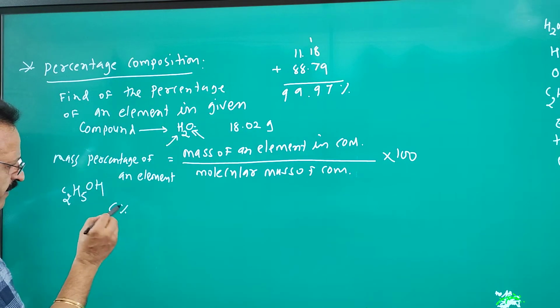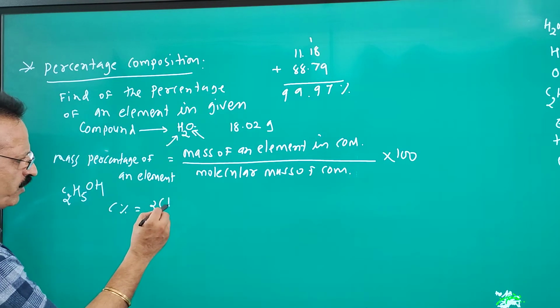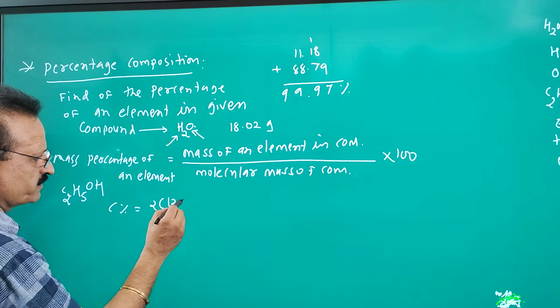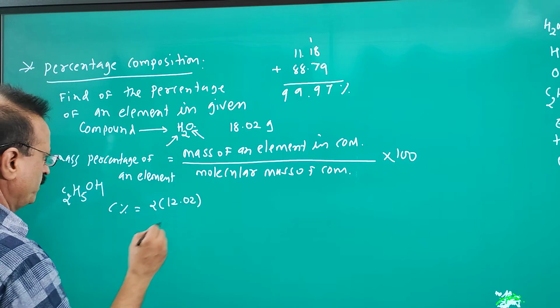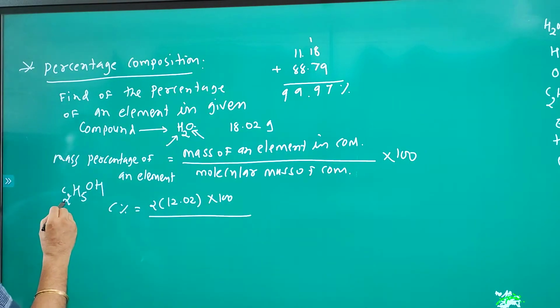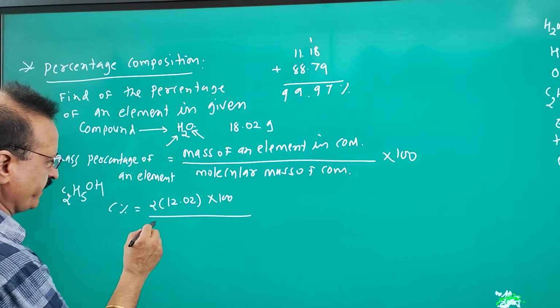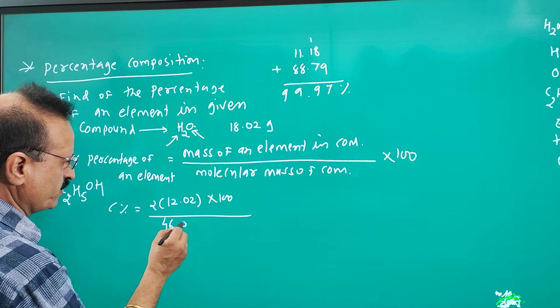So the percentage of carbon equals, there are 2 carbon, so 2 into 12.02 into 100 upon the molecular mass of ethanol, which you are given as 46.068.